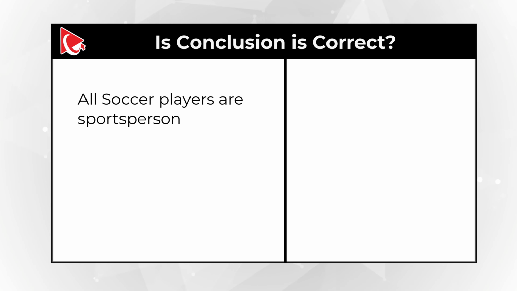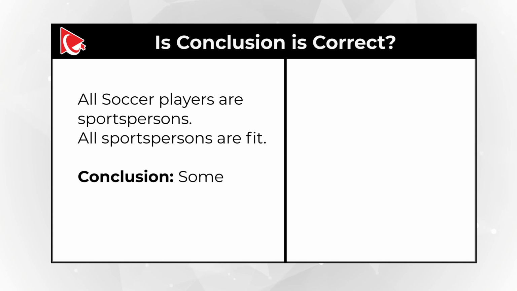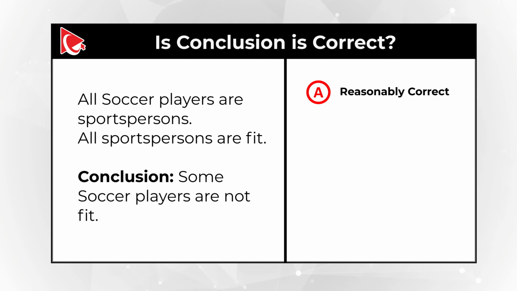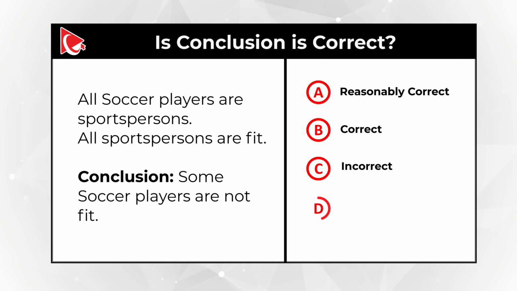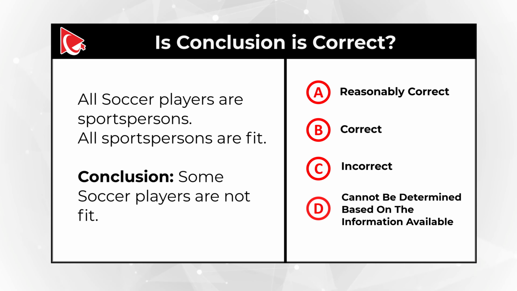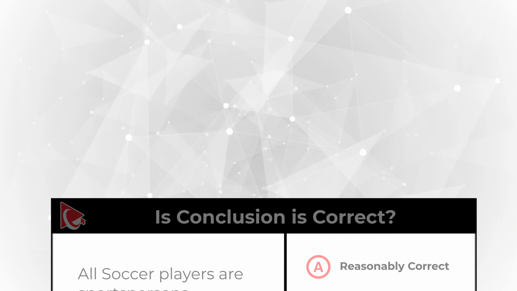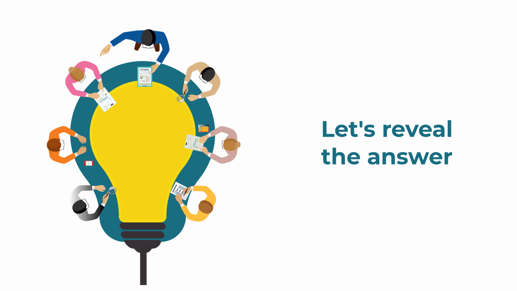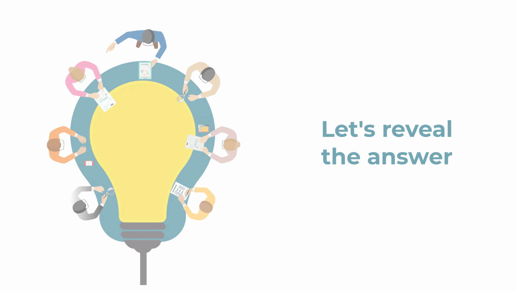You have 4 different choices to determine if the conclusion is accurate. Choice A, it's reasonably correct. Choice B, it is correct. Choice C, it's incorrect. And choice D, cannot be determined based on the information available. Do you think you know the answer? Give yourself a little bit of time, maybe pause this video and take another look at the statements and at the question itself. Ready or not, I am going to move forward and reveal the solution.